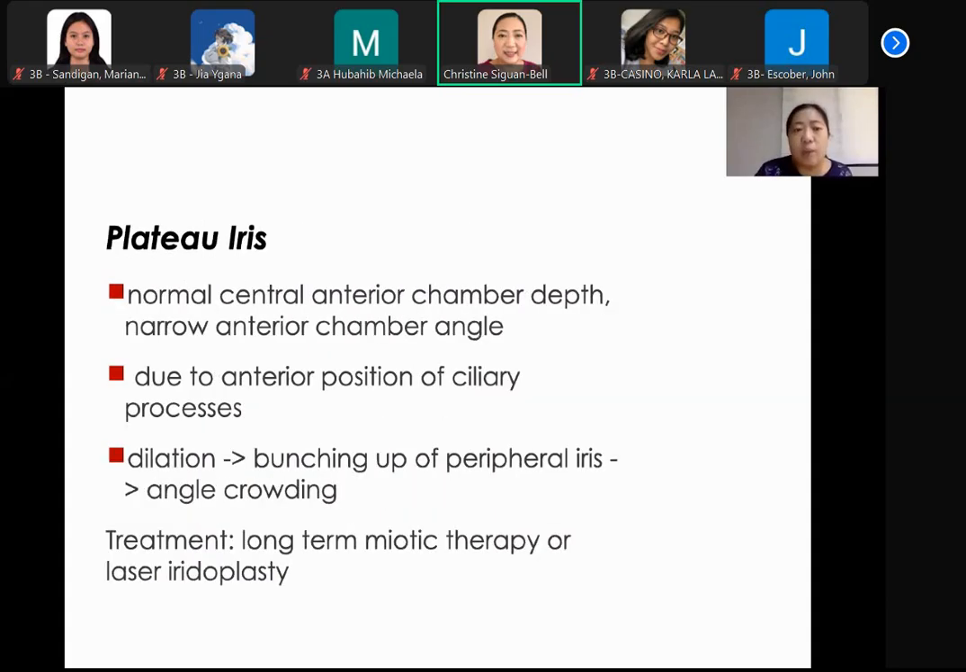Plateau iris is when there's normal central anterior chamber depth and a narrow anterior chamber angle. This is due to the anterior position of the ciliary processes. So the peripheral iris will bunch up and then cause angle crowding and blockage of your trabecular meshwork. The treatment is a laser procedure called laser iridoplasty or a long-term miotic treatment.